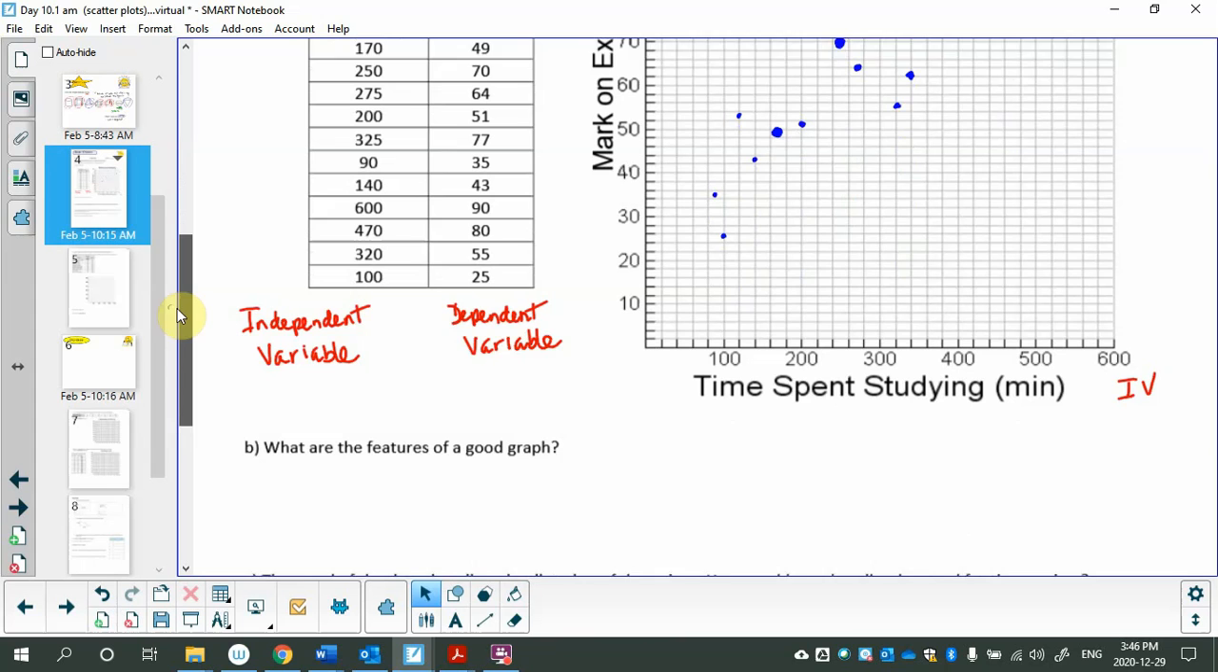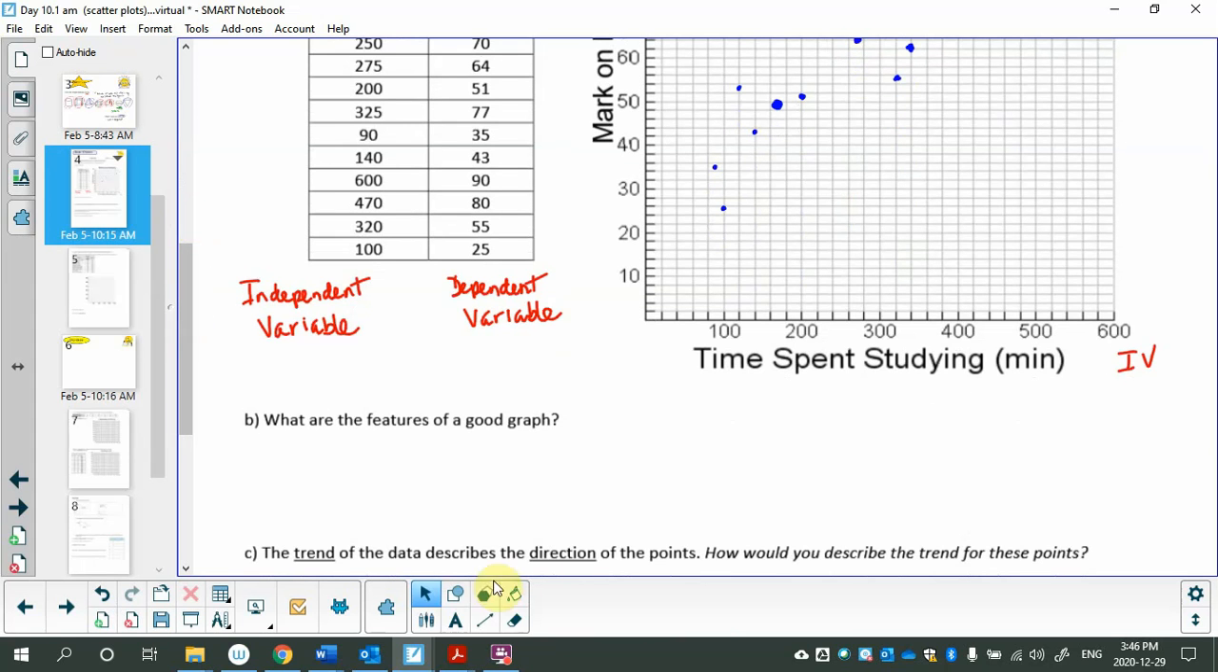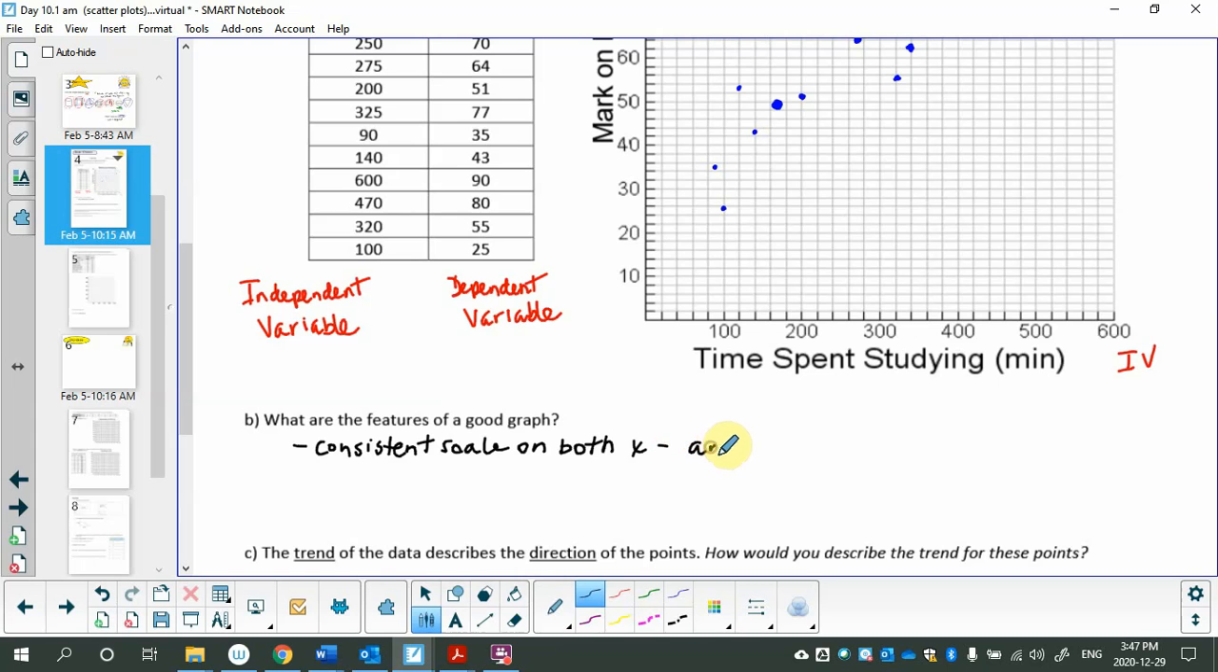So the first question is, what are the features of a good graph? So the first feature of a good graph is making sure that you have a consistent scale on both x and y-axis, meaning that you go up by the exact same amount every single tick mark, starting at 0, and you're going up by the exact same amount on this one.